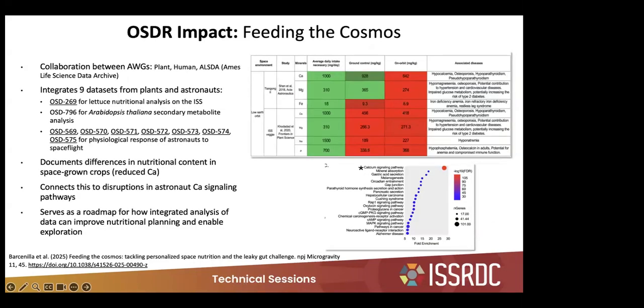This publication resulted from a unique collaboration between 3 analysis working groups, the plant, human, and ALSDA working groups. These groups came together to analyze 9 separate data sets within OSDR, including data on the nutritional content of plants and the physiological responses of astronauts to spaceflight. They were able to document differences in the nutritional content in some space-grown crops, including a reduction in calcium content. Moreover, they were able to connect this to disruptions in astronaut calcium signaling pathways. Overall, this serves as a roadmap for how integrated analysis of data can improve nutritional planning and enable exploration.